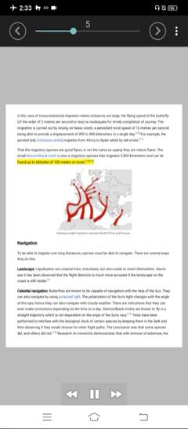Vanessa cardui migration between North Africa and Europe. Navigation. To be able to migrate over long distances, species must be able to navigate. There are several ways they do this. Landscape. Lepidoptera use coastal lines, mountains, but also roads to orient themselves. Above sea it has been observed that the flight direction is much more accurate if the landscape on the coast is still visible. Celestial navigation.